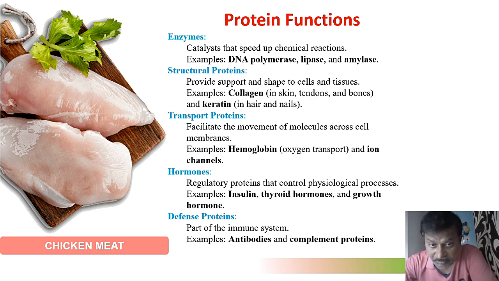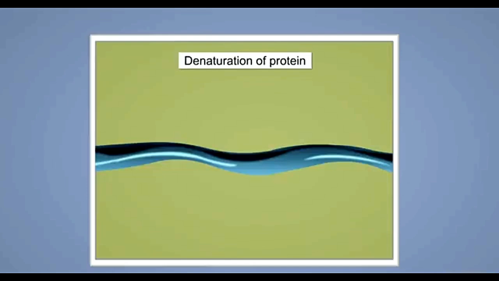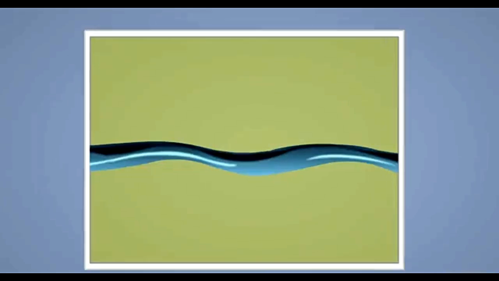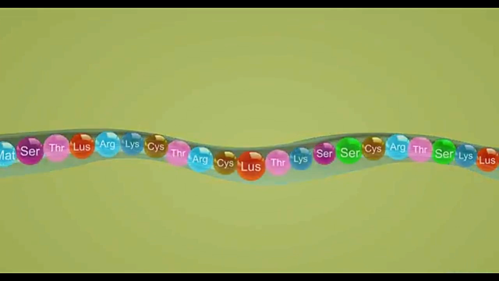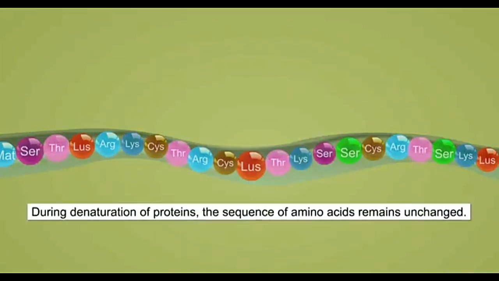Defense proteins are also there. Our immune system has antibodies. Antibodies are actually proteins. The immune system will produce antibodies, and these antibodies are also proteins. They are involved in defense mechanisms. Examples are antibodies and complement. Denaturation of proteins: interestingly, the primary structure of a protein remains unaltered even during denaturation. It means that the sequence of amino acids remains unchanged.